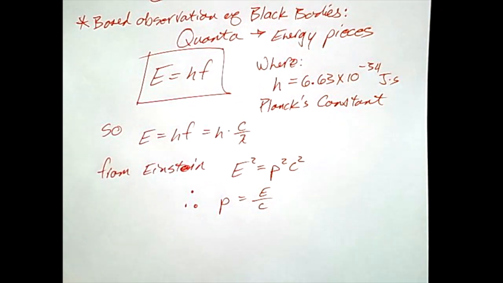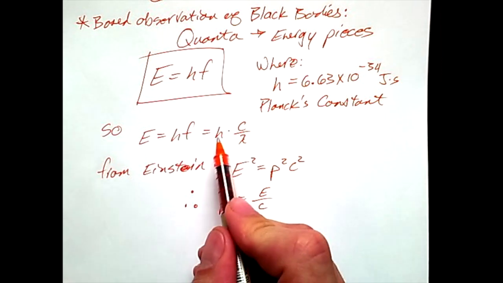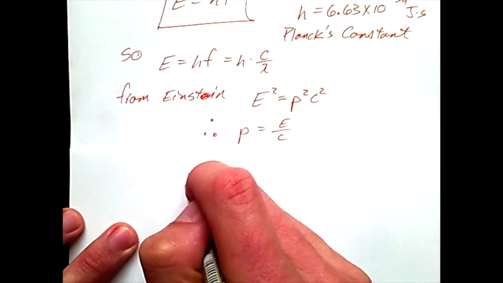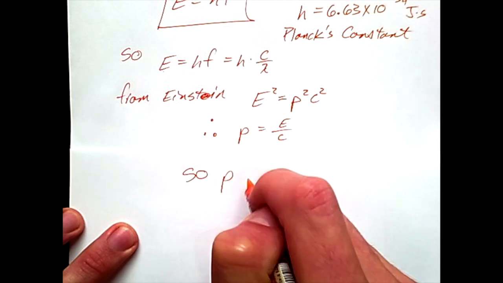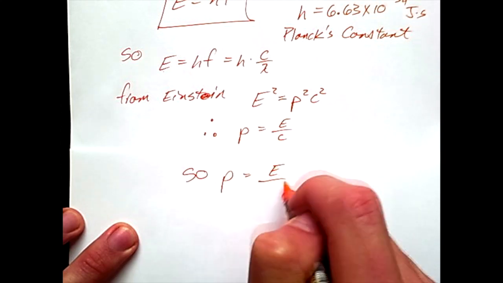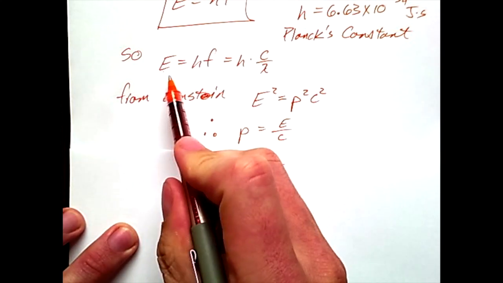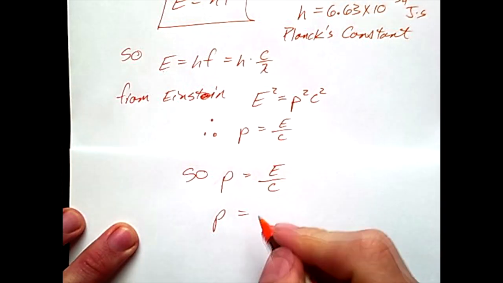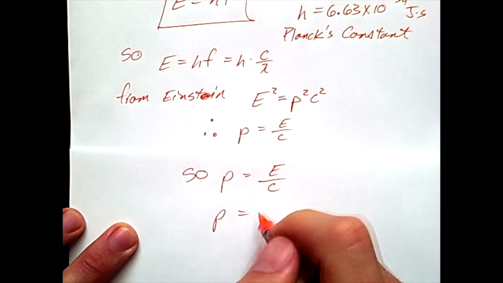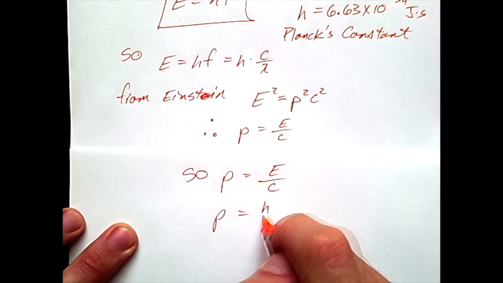Now this is according to Einstein. Why that's useful is if we take that and put that up here, so p is equal to E over c, and so what we've seen is E is h times c over lambda, therefore p is h over lambda.